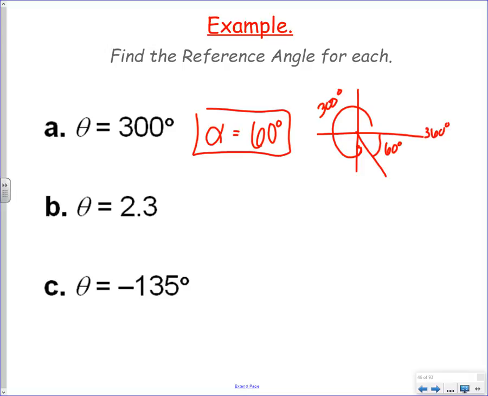Oh, 3.141596. So where's 2.3? I don't know, here-ish. Okay, so here-ish. Oh, it's here. So much judgment. Okay. How did I figure this guy out? If this is 2.3, from?